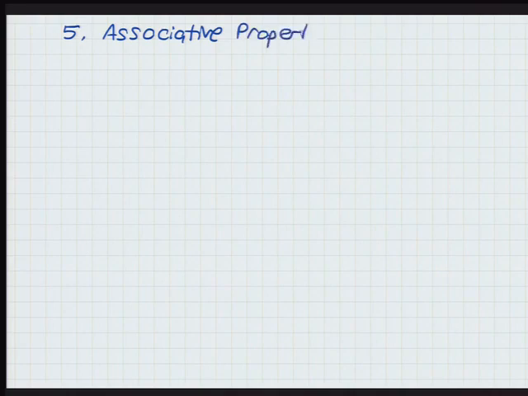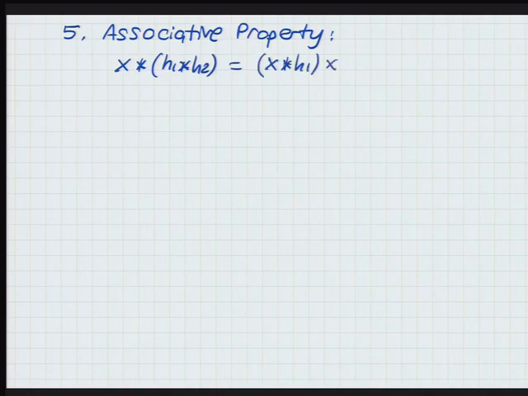The associative property says that if I take the convolution of h1 and h2 first, and then take the convolution of whatever comes out with x, that's the same as doing the convolution of x and h1 first and taking the convolution with h2. Again, the proof is in the notes, so it's fairly straightforward. So these five properties are important.